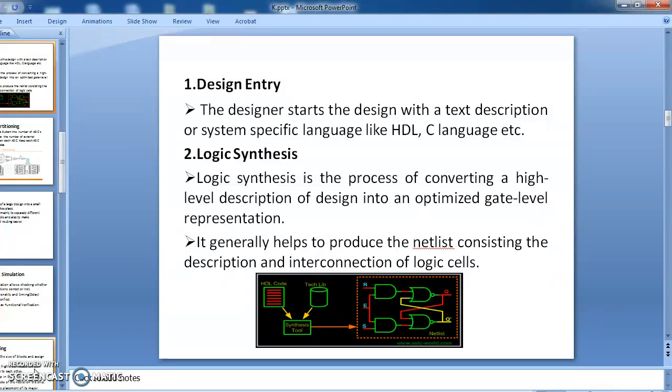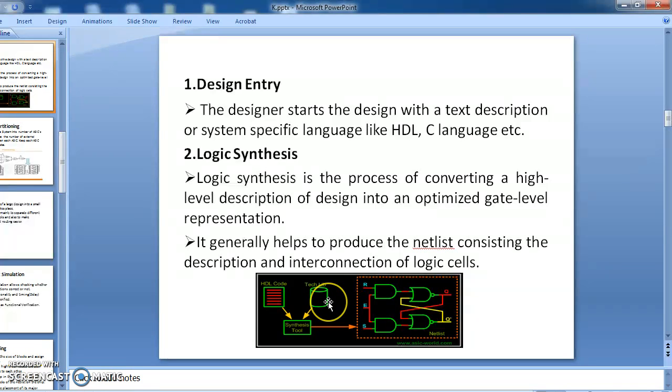Second step is logical synthesis. Logical synthesis is the process of converting a behavioral level design to a gate level design. Behavioral means the RTL design, that means VHDL or Verilog HDL. Gate level means AND gates, OR gates, latches, muxes, and so on. It generally helps to produce the netlist. The netlist contains information on the cells used, their interconnection, area used and other details.